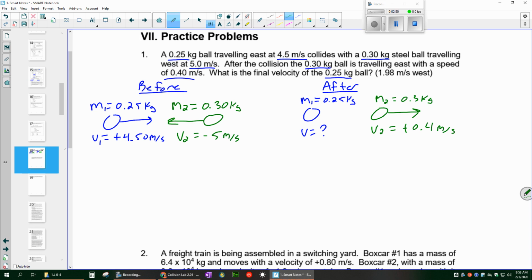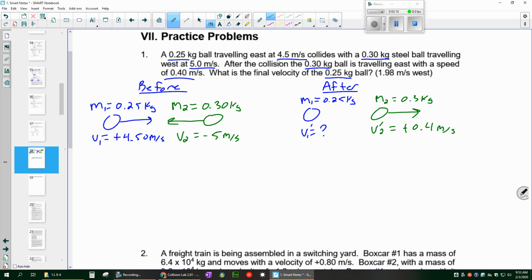Okay, and what we should have here is a little tick up in the top to remind us that that's after, right? That's the prime. So we'll do that on this one too, so that's V1 prime that we're looking for. Okay, so that's our picture, right? We've got it all set up. Now what do we do? What's going to be our process here?